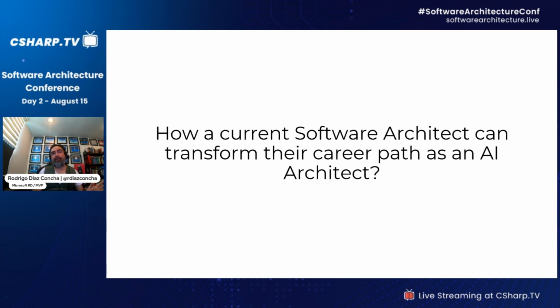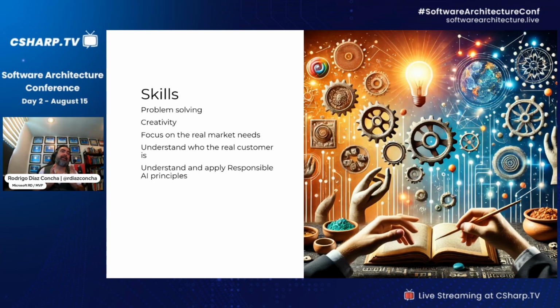Okay, so how can you transform your career path as an AI architect? Let's talk about this. First, skills. You need to have problem solving and creativity. Okay, you have to be creative. You have to know how to talk to the model. You have to know how to speak with this intelligence, right? I'm talking about prompt designing and prompting techniques, okay? And this is critical.